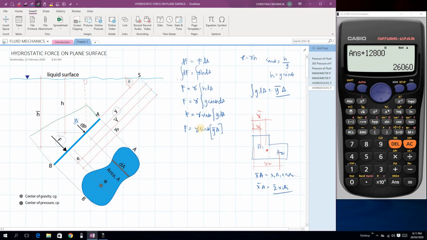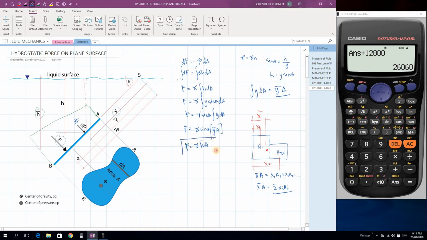So, balik natin ngayon to. So, kanina, this is h, naging y. So, ngayon, y bar to. So, from this figure pa rin, hanggang dito sa point na to, this is y bar, mula to sa liquid surface natin. Okay, so y bar. Then this is, papunta to sa taas, so yun yung ating h bar. So, y bar sine theta is equal to h bar.